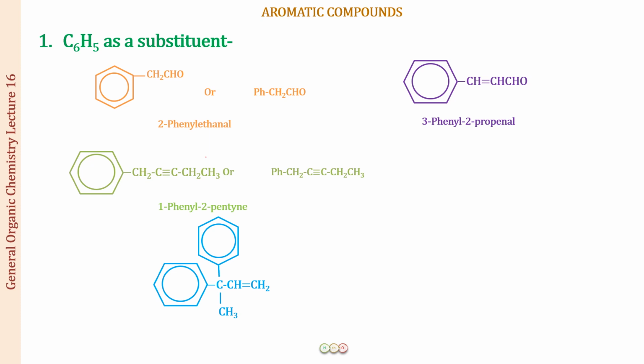If you start the numbering from this end, 1, 2, 3, 4 and 5, you are going to give carbon number 3 position to the triple bond. But what you have to see is that when only a triple bond is present, there is no functional group containing the carbon, then you have to give a lower number to the functional group if it is not containing the carbon, or if a double bond and a triple bond are also present, you have to give a lower number to the double bond or the triple bond. So we can number the side chain from this end as well, right?